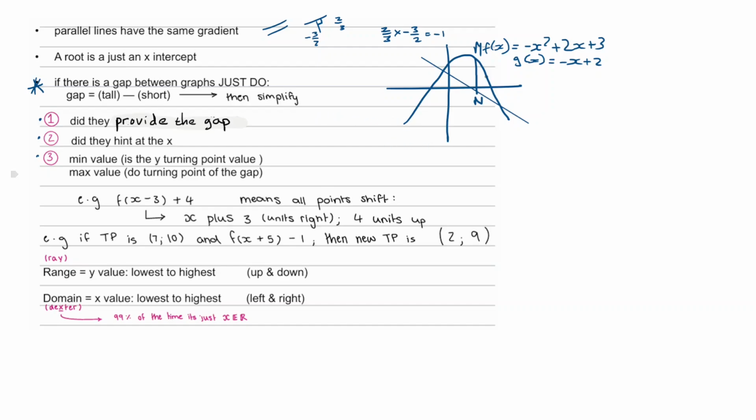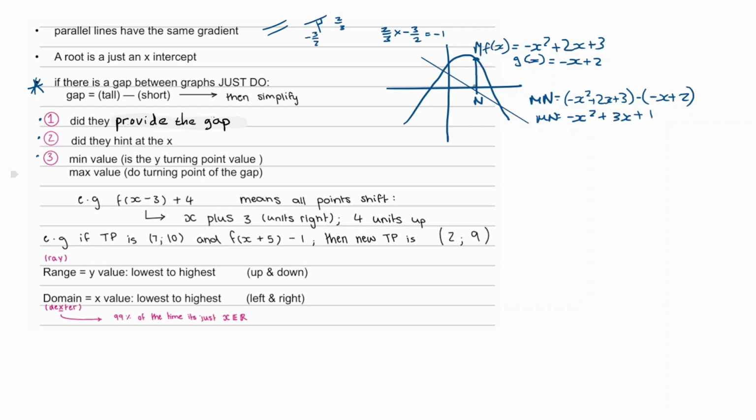So if I see that there's a gap, let's just do this for starters. Who's taller at m and n? It would be m is higher up, so it's a parabola. So in brackets, I'll have the parabola equation minus, in brackets, the straight line equation. And that simplified will just give me that answer.